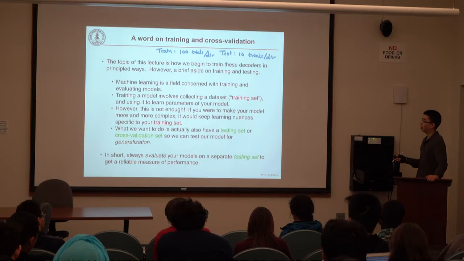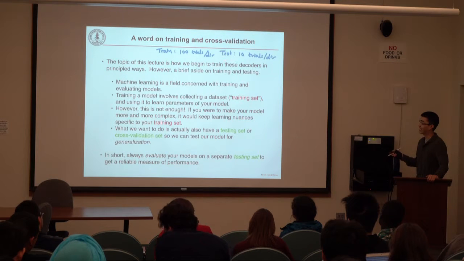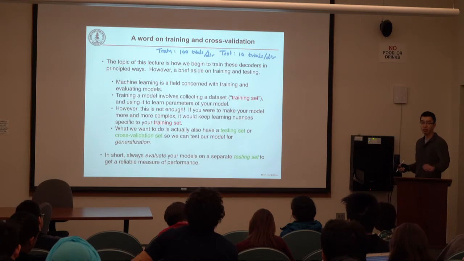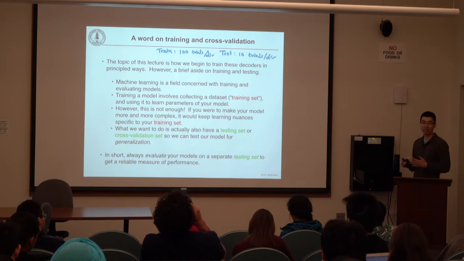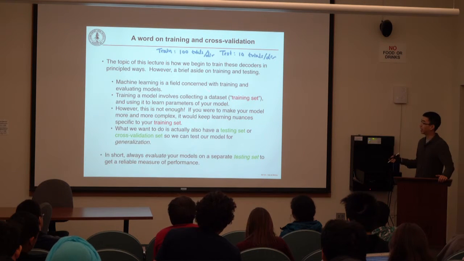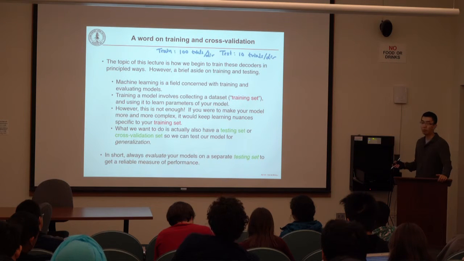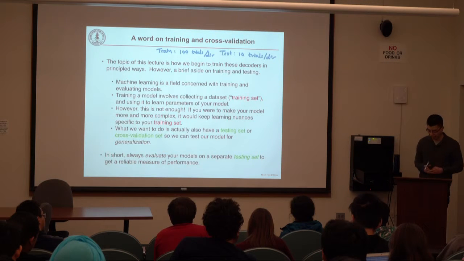So in this lecture, we're going to start to train these decoders. But the way that we evaluate decoders is always on testing data sets. And why is that the case? Well, it turns out that this is a big topic in machine learning. Machine learning is concerned with both training and evaluating models. When we train our model, we use our training set, and that allows us to learn the parameters of the model. But we can't just go ahead and evaluate our model based off of how well we do on that training set. And the reason is as follows.